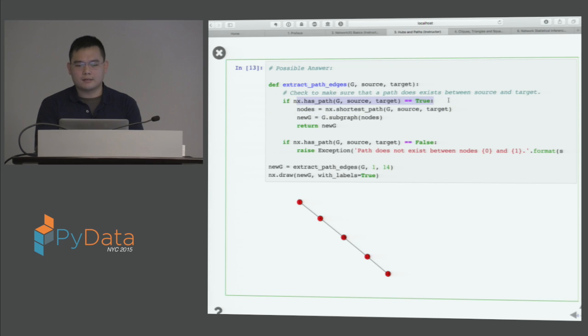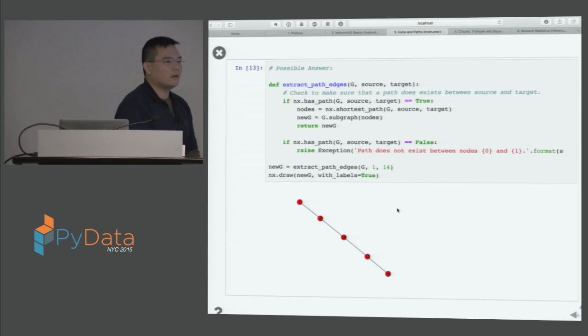Okay. I'm just going to quickly flash up the answer on the screen. What we've done is we've asked whether a path exists using has_path. If the path exists, then we use the shortest path, extract the nodes out, and then get the subgraph of those nodes. And if the path does not exist, then we raise an exception. Yes, that's right. If you pass in the list of nodes, automatically it'll give you the edges as well.